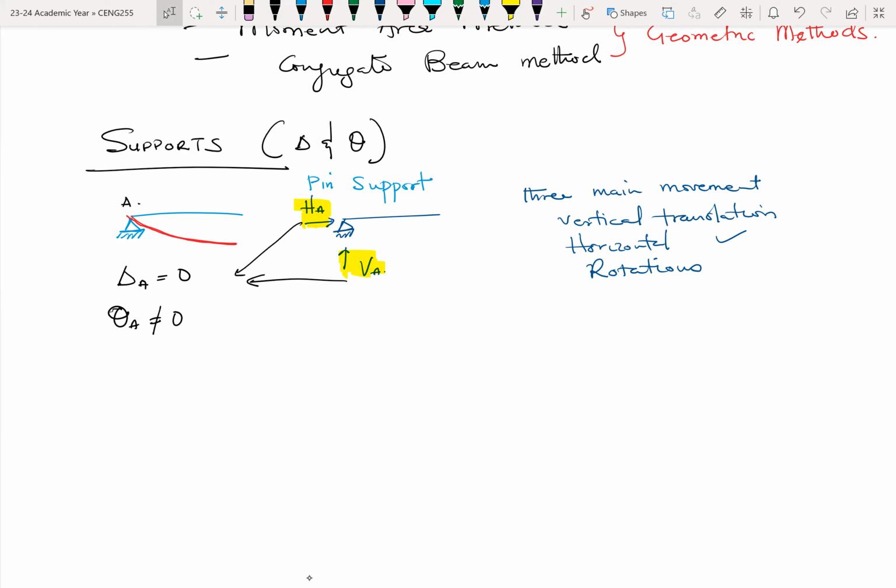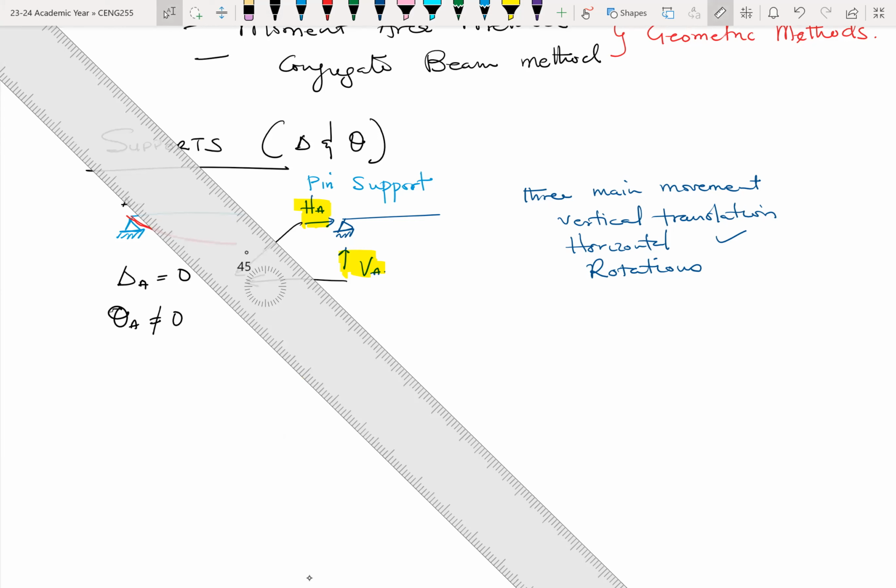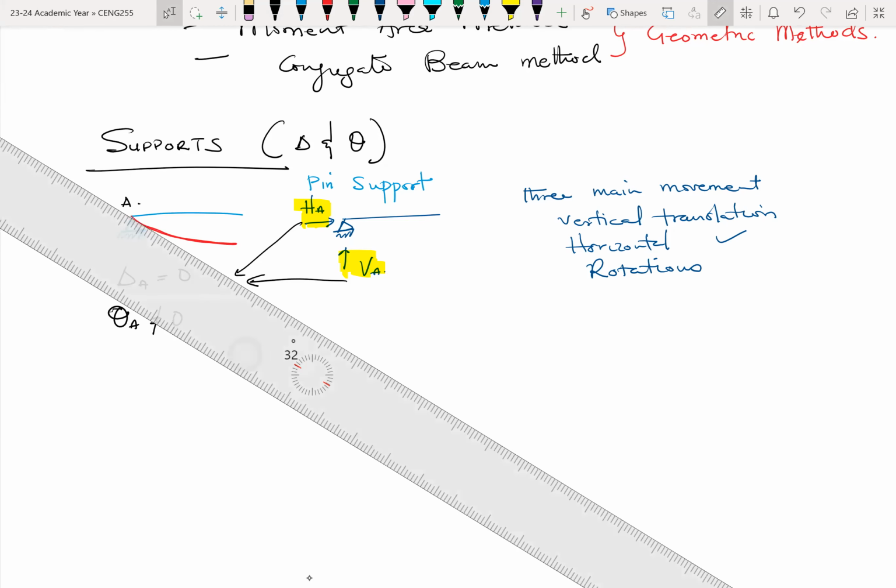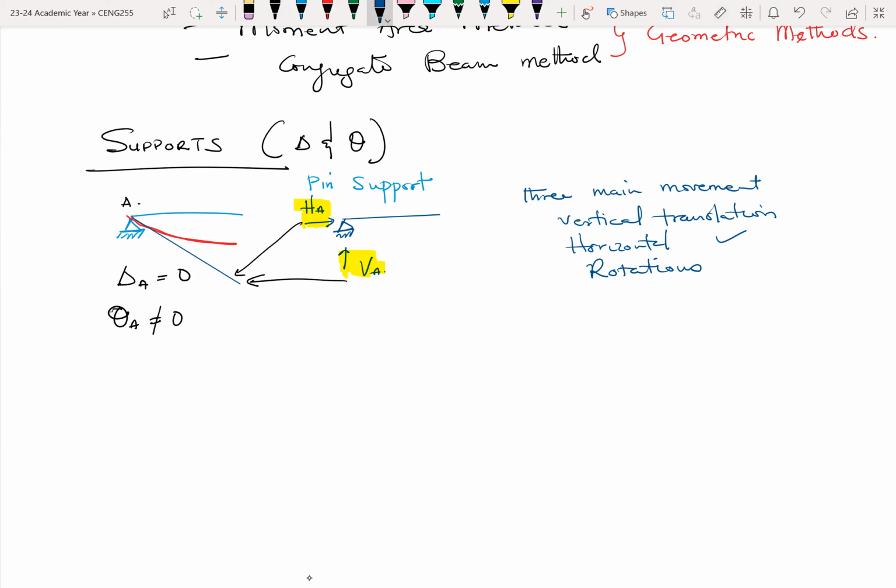So that's how we're able to determine what would happen at a support. If the rotation at that point is not zero, then I can take a ruler and draw a slope so that this angle here becomes my theta A. So I'm drawing a tangent from A. I call this one the tangent at A, and the angle it makes with respect to the horizontal becomes my slope.